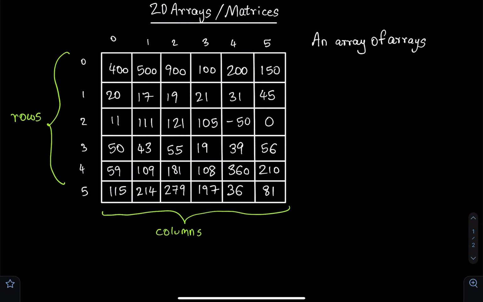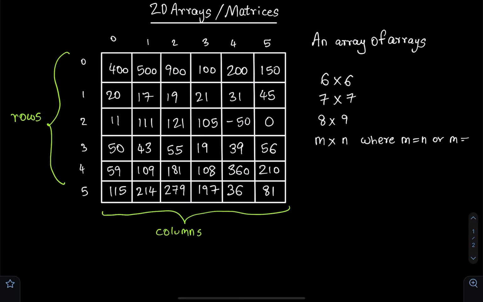matrix. So here we have a 6 by 6 matrix, but it could be of any dimension like 7 by 7 or 8 by 9, or just to generalize it, we can say it's an m by n matrix, where m could be equal to n or m is not equal to n. It doesn't matter, but m and n both are basically positive integers.